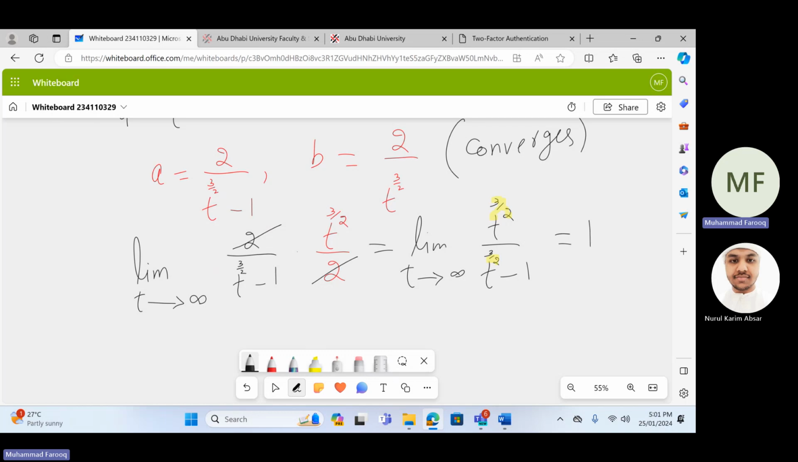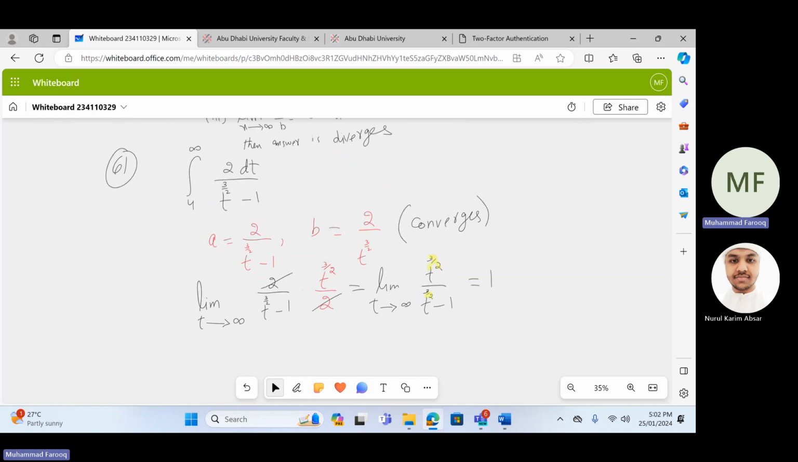1. Now please tell me, is 1 a positive finite number? Positive. Okay, so by LCT, if your calculation gives you a positive finite number, both are convergent. So whatever you decided, this is the answer. What you decided is converges. So the answer of the question is converges. So the answer of this question 61 is, what is that? Converges. I hope you understand.